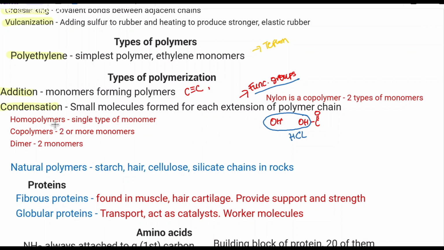And then homopolymers is when the polymer is made of one type of monomer, while copolymers is two or more types. And then a dimer is an example of a copolymer where it has two monomers.